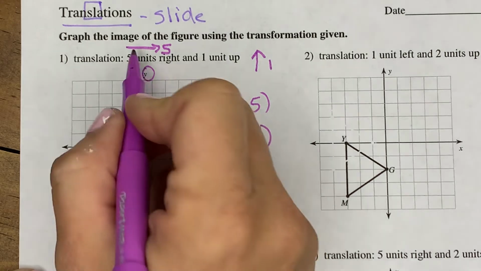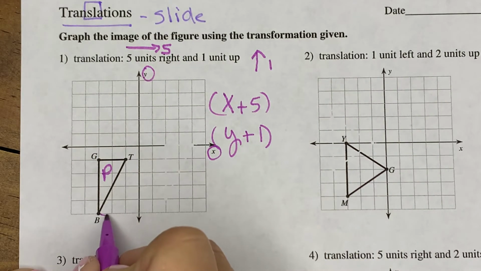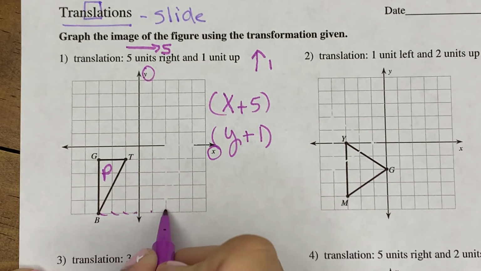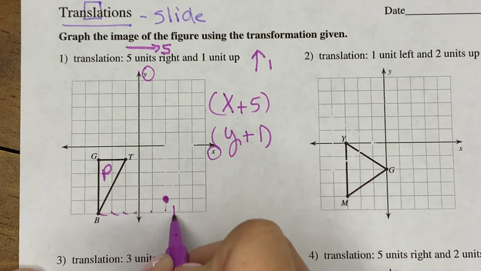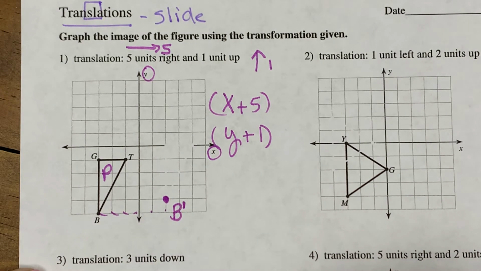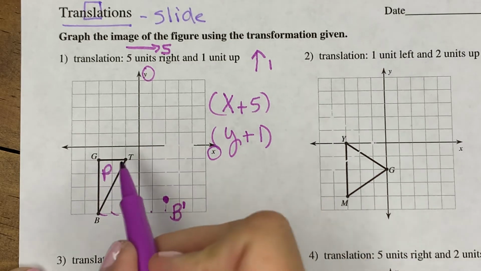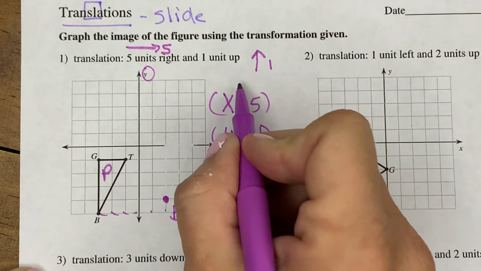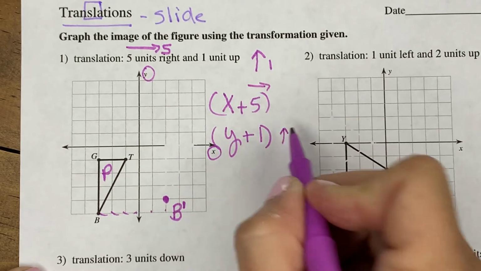I'm going to go to the right 5 and then up 1. So I'm going to go 1, 2, 3, 4, 5, and then up 1. Now I'm going to mark this one as B prime, and that just means it's my new B point. Now let's move G. I've got to go to the right 5. I'm going to put my arrows here to help me remember.